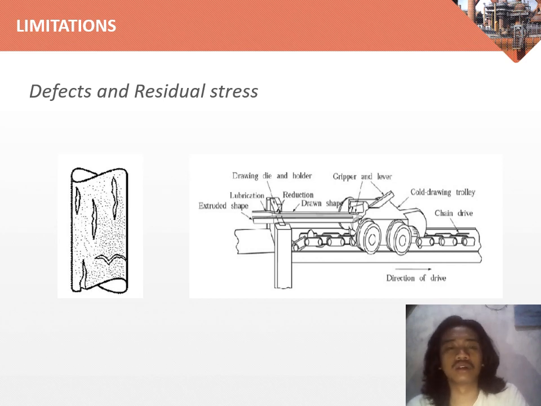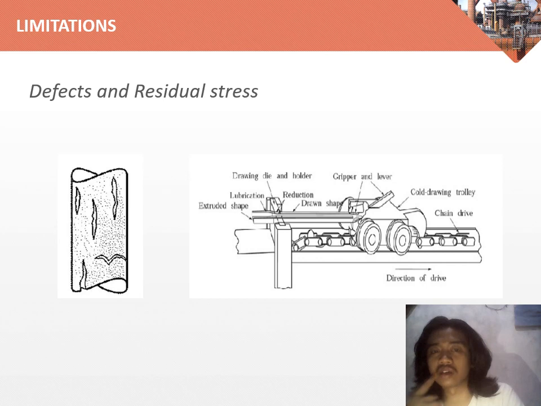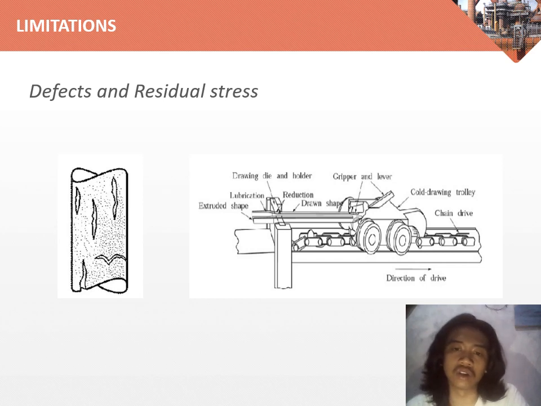Even though the drawing process is widely used around the world, it still has some limitations. Typical limitations that may appear in this process are defects and also residual stress. Usually the center cracks, as shown in the left figure, appear because of friction and the die angle factor on the draw bench, which is shown in the right picture. Moreover, due to non-uniform deformation during the drawing process, the product will also have residual stress.